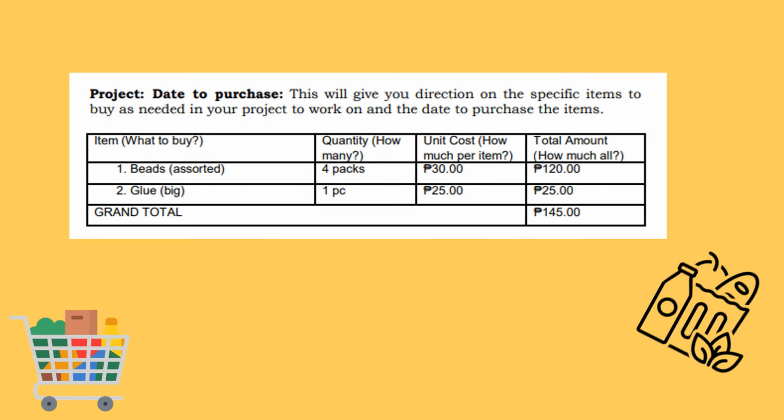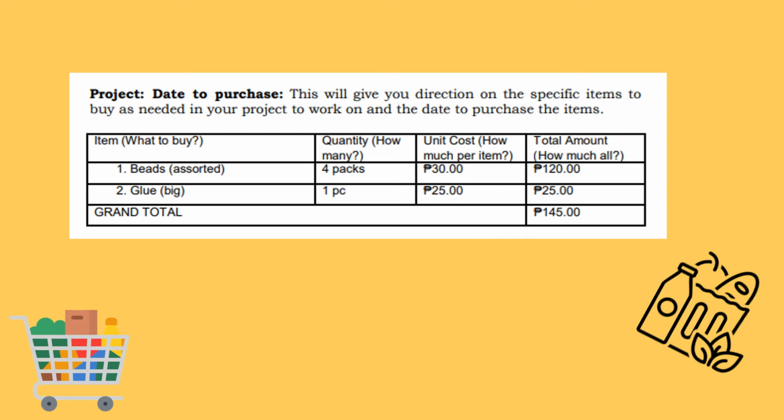The project to purchase are the following. Date to purchase. This will give you direction on the specific items to buy as needed in your project to work on and the date to purchase the items. In the first column, these are the items or what to buy.